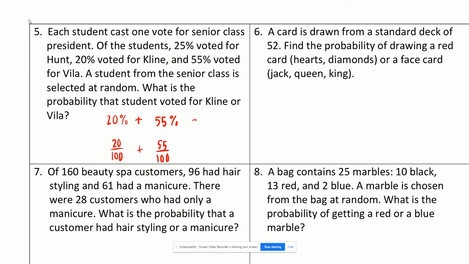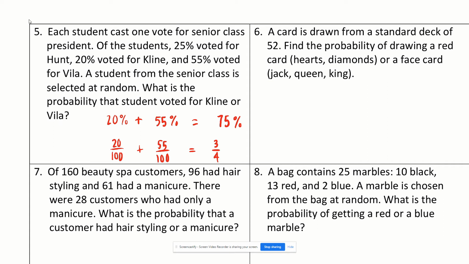So my possibility, if I did it in percentage, will be 75%. There's a 75% chance that I voted for one of those two. But if I change those to fractions, of course, you're going to get 75 over 100, which is going to break down to 3 out of 4. There's a 3 out of 4 chance. I will allow either one of those, but that's how you do this, being a mutually exclusive event.